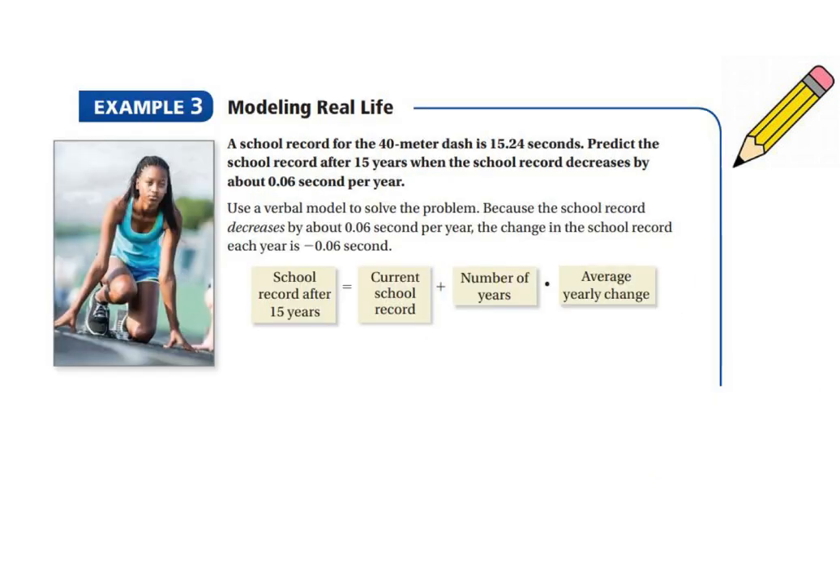A school record for the 40-meter dash is 15.24 seconds. Predict the school record after 15 years when the school record decreased by about 0.06 seconds per year. Use a verbal model to solve the problem. Because the school record decreases by about 0.06 seconds per year, the change in the school record each year is negative 0.06. So we have the current school record being 15.24. The number of years is 15. The average change is negative 0.06.